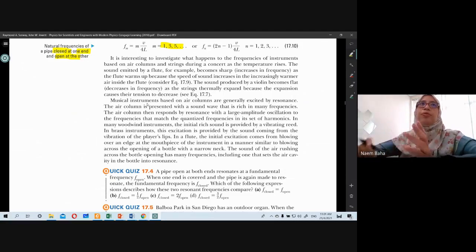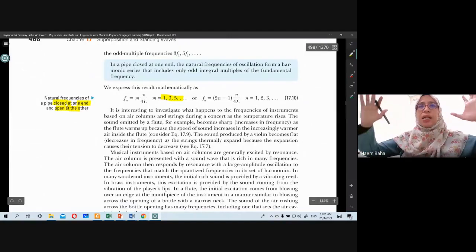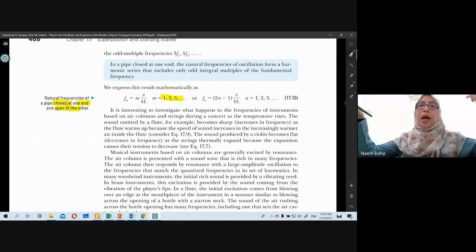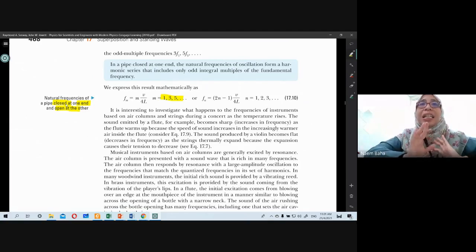So let's say for a question, 30 hertz for a pipe that has this category, one open, one closed. 30 hertz, first harmonic is heard, but at 60 hertz, no. At 60 hertz, no sound will come out.